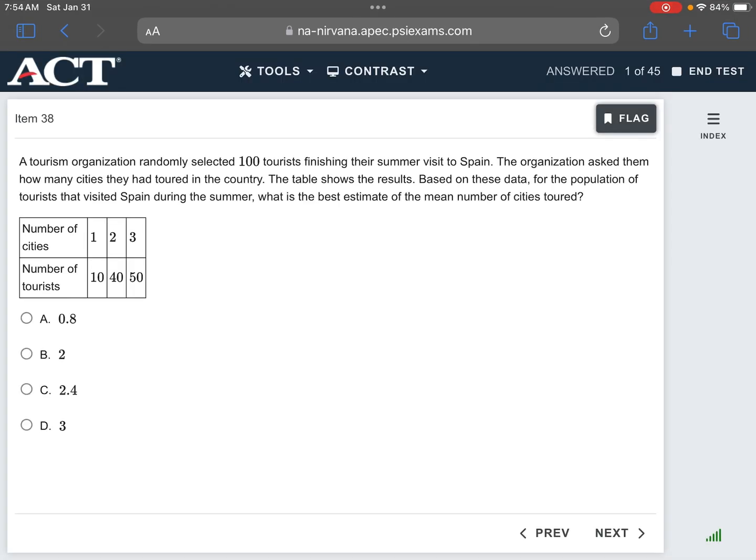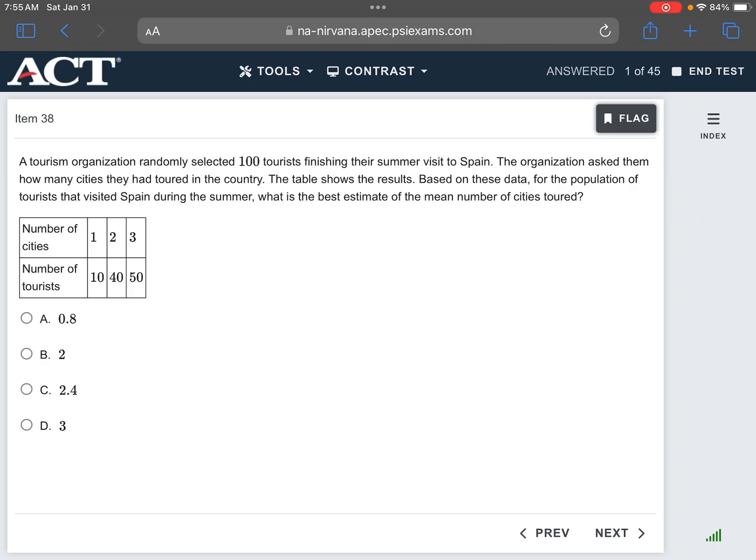Alright, so it says a tourism organization randomly selects 100 tourists finishing their summer visit to Spain. The organization asked them how many cities they had toured in the country. The table shows the results based on the data for the population of tourists that visited Spain during the summer. What is the best estimate of the mean number of cities toured? Okay, so that's a ton of stuff there. Basically, we're trying to find the mean, which is the average of the number of cities toured.